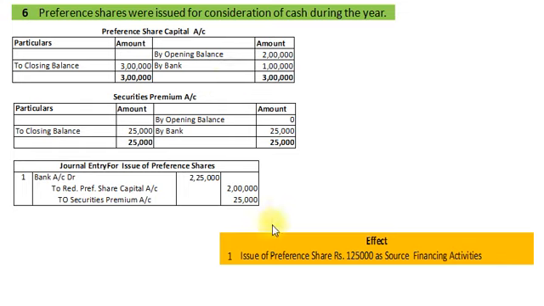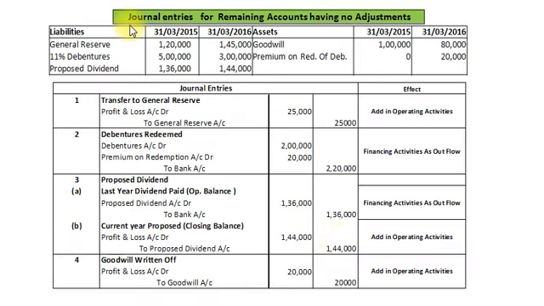The effect: issue of preference shares for rupees 1 lakh 25,000 will be recorded in the cash flow statement as a source in financing activities. Now we will pass journal entries for the remaining non-current accounts having no adjustments.